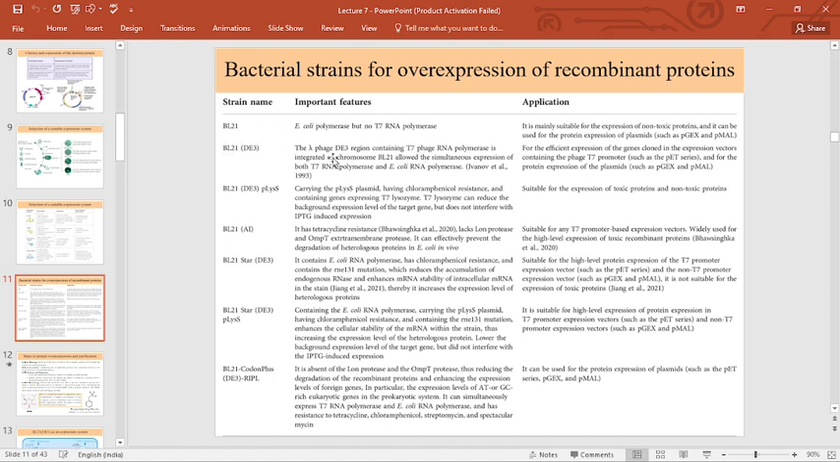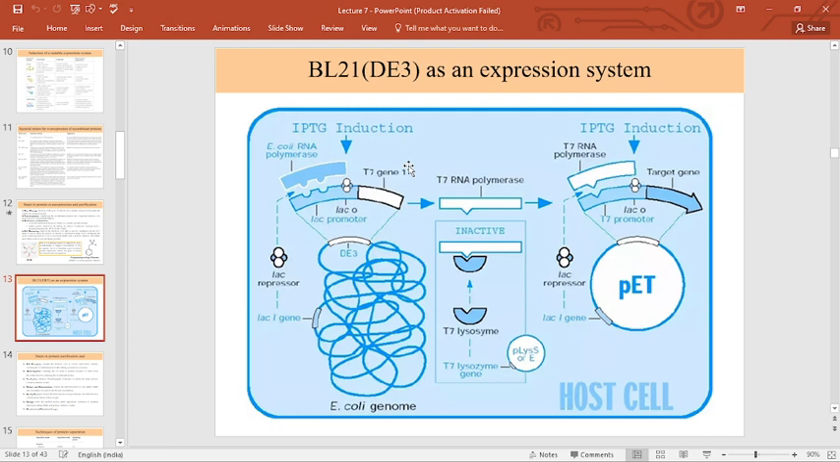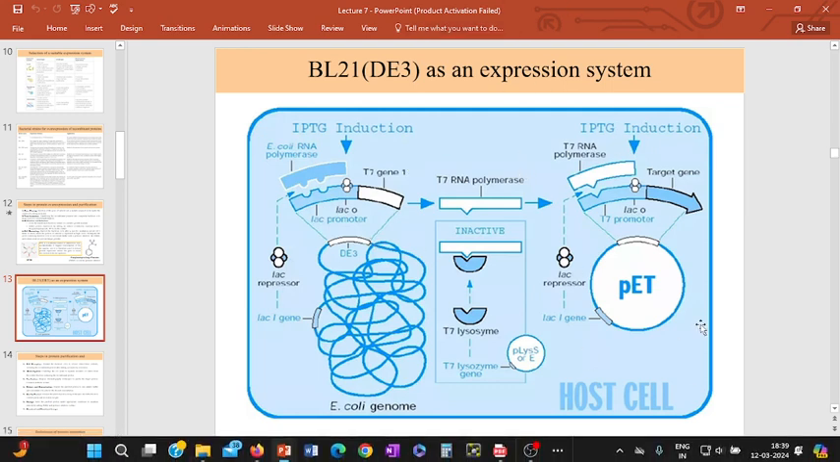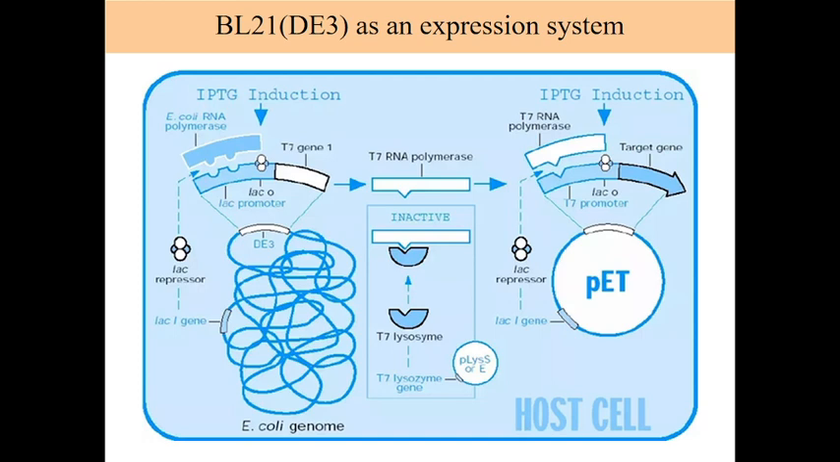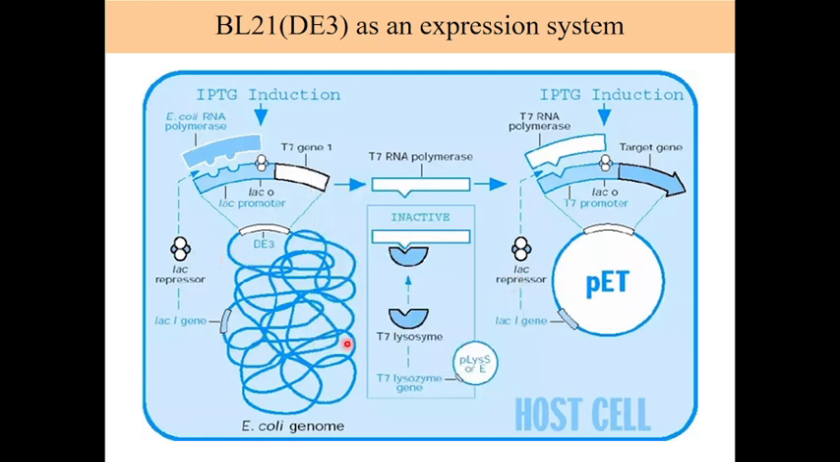Then there is BL21(DE3). BL21(DE3) is the one that we usually use in the lab. It has the T7 phage RNA polymerase. If you want to look at this particular cell, this is the BL21(DE3) expression system. See, this is the genome of the bacteria, its DNA. Inside the genome, one small portion has been genetically engineered. Look at this tiny part, this is called DE3. It has been taken from a phage.